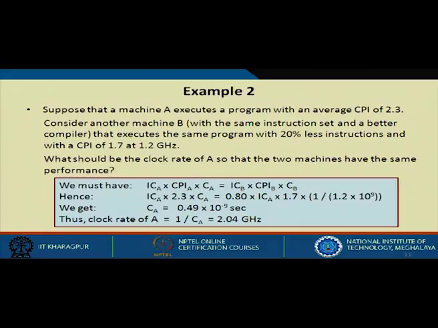Let us take an example. Suppose that a machine A executes a program with an average CPI of 2.3. Consider another machine B with the same instruction set and a better compiler that executes the same program with 20% fewer instructions and with a CPI of 1.7 at 1.2 gigahertz. What should be the clock rate of A so that the two machines have the same performance?